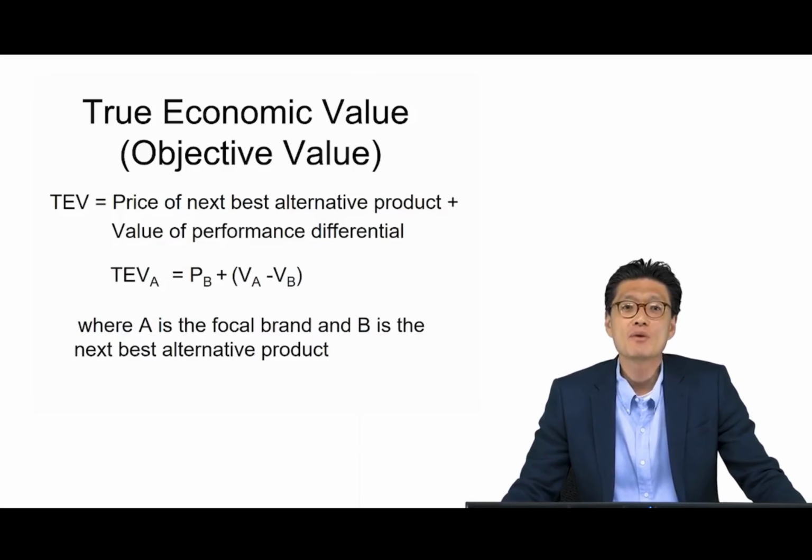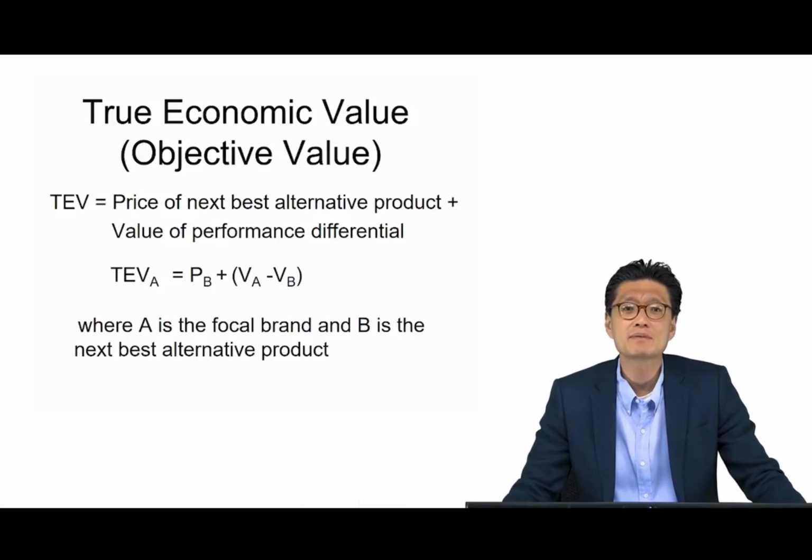So in formula, TEV can be written as the price of the next best alternative product plus the value of the performance differential between my product, the focal brand, and the next best alternative product. So in formula, it would be written in symbols, where the subscript A represents the focal brand, in other words, my brand, and B would be the next best alternative product.